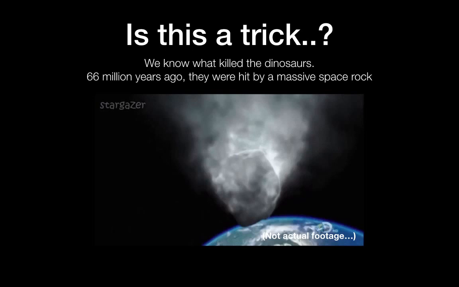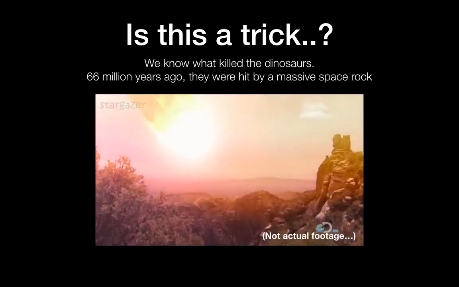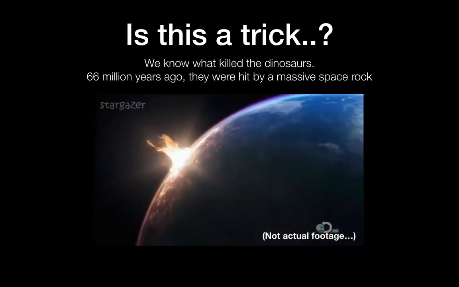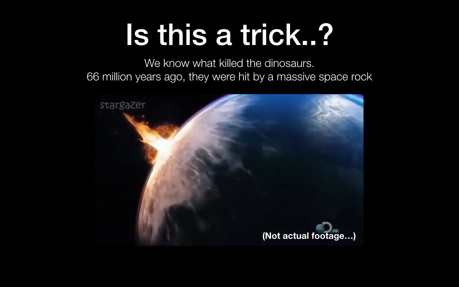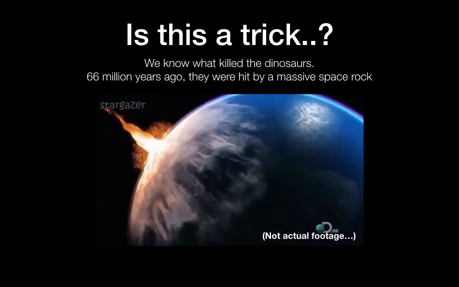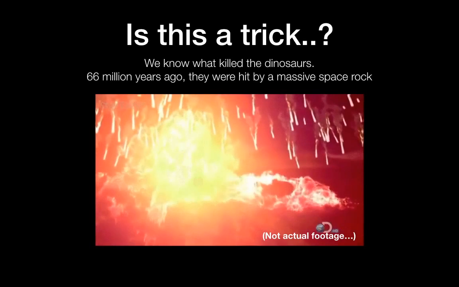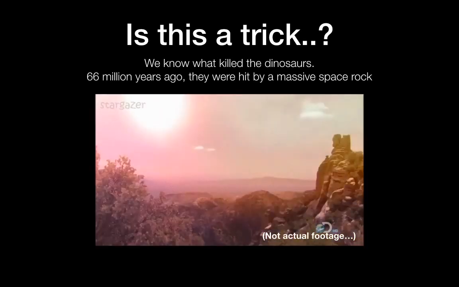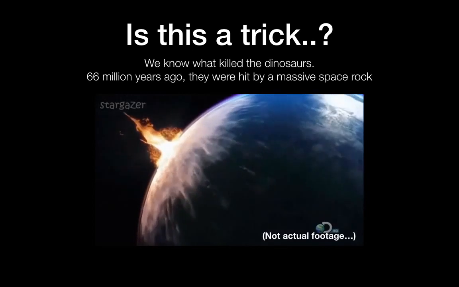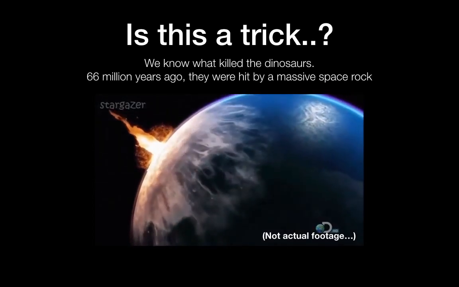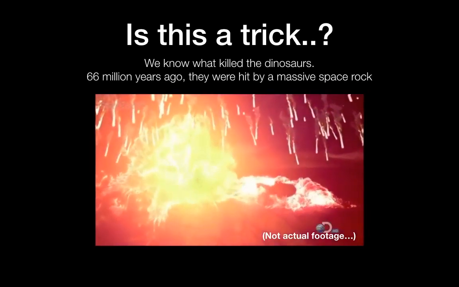So this is a video, not actual footage, because we didn't have TV cameras back then, obviously. But 66 million years ago, a giant piece of rock from space hurtled itself into the earth and wiped out the dinosaurs. And that's something we've all accepted today. It's only relatively recently, though, that people have believed that this was actually what happened to the dinosaurs. This idea was first put forward in the 1970s, and people thought it was very controversial.